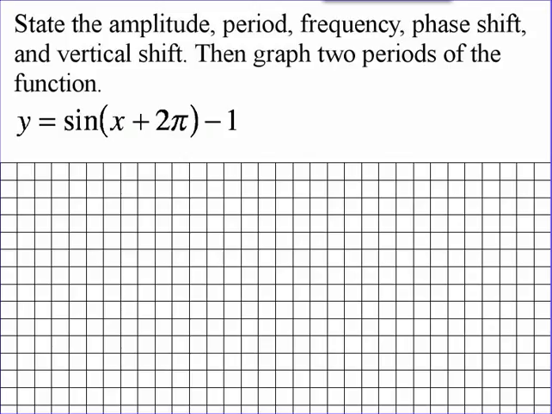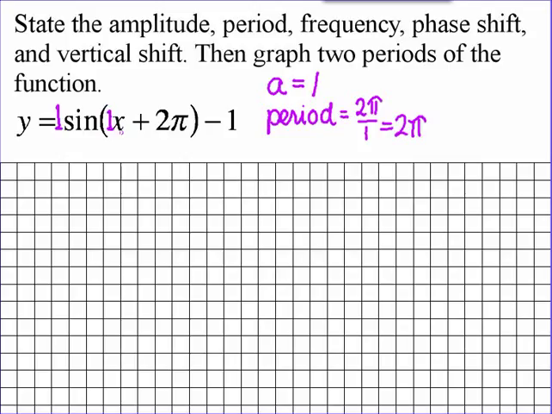First of all, let's start with the amplitude. What's the amplitude of this? 1. The reason it's 1 is because there's nothing in front of the sine. So the period: what's the period going to be? 2 pi over 1. So the period is 2 pi. Where does the 1 come from? That's the number in front of the x.